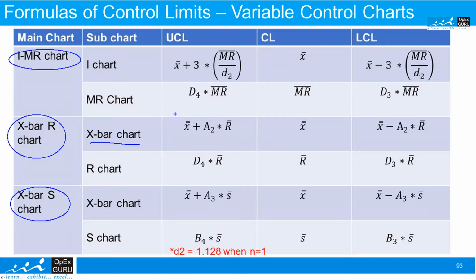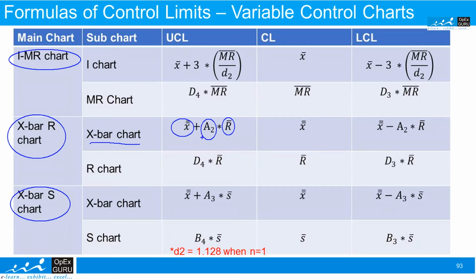To calculate UCL for the X bar chart, the formula is: X double bar, which is nothing but the mean of all the means, plus A2, which is a constant, multiplied by R bar. R bar is nothing but the average of the range. As we know, in the X bar R chart we take subgroups, subgroup 1, subgroup 2, and the mean of all the means is called X double bar. When we have the range of subgroup 1, the range of subgroup 2, and we calculate the average of the ranges, it is called R bar. This is used in the formula.